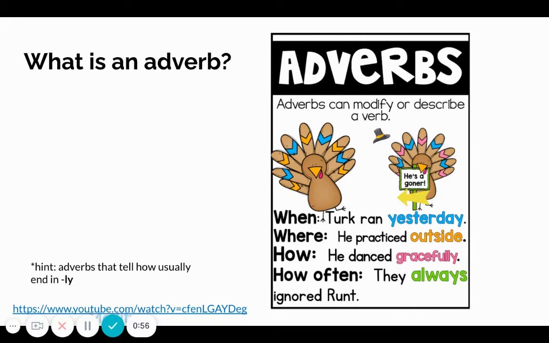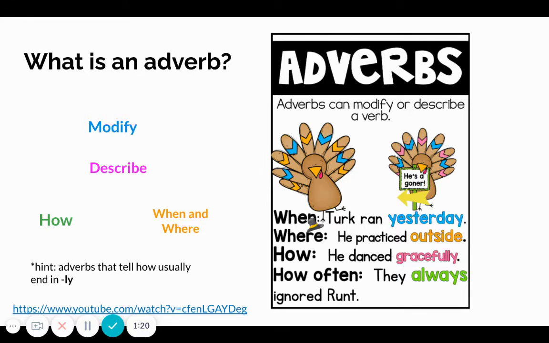So what does modify mean? Modify means that it changes it slightly, okay? And describing means it tells how the action was done. And we'll get into that more in just a bit. So adverbs tell us how, and they tell us when and where.